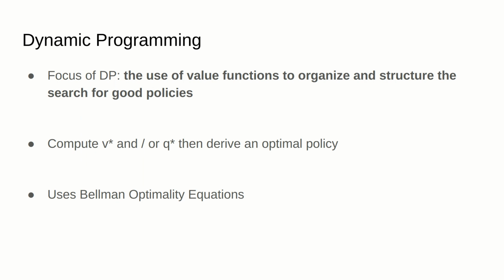The key idea behind DP is the use of value functions to organize and structure the search for good policies. DP will be used to compute V star and/or Q star, and once we have these optimal value functions, deriving an optimal policy is trivial. DP algorithms are obtained by turning the Bellman equations that I showed in the previous video into update rules for improving approximations of the desired functions.